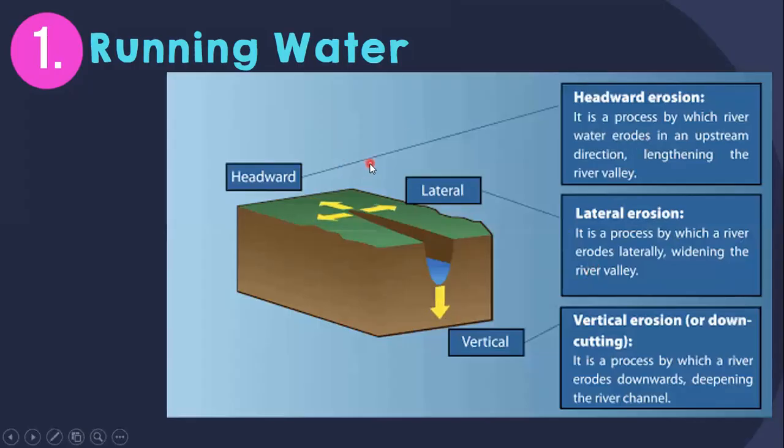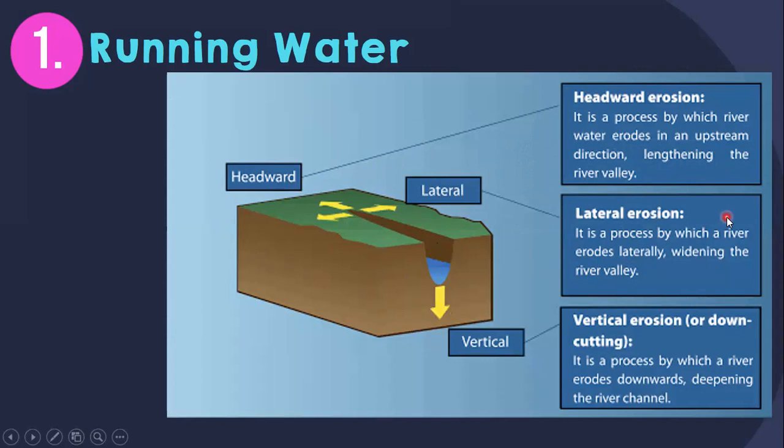So there are different types of your erosion with your running water. So we have what we call the headward erosion. It is a process by which a river erodes in an upstream direction. So pataas, no? Lengthening the river valley. Parito ang iyahang movement sa water.